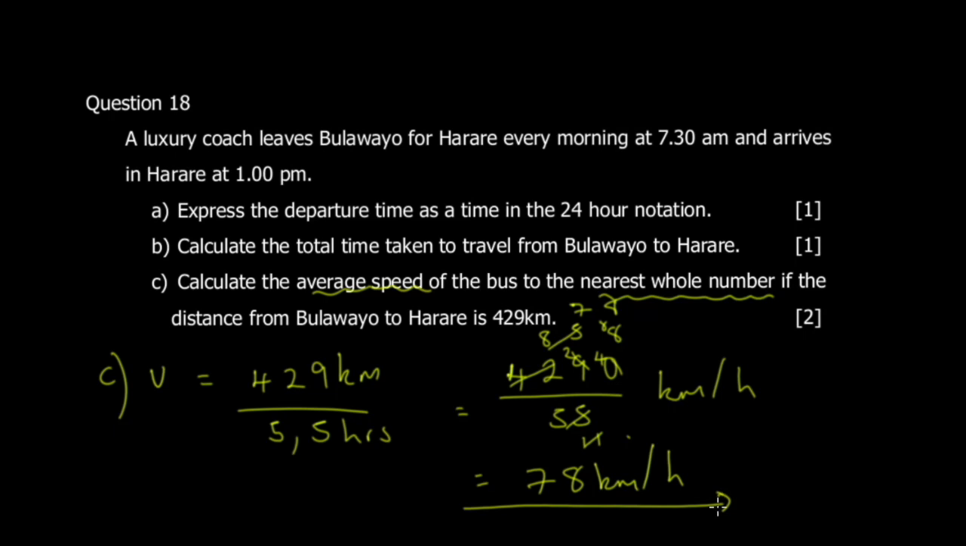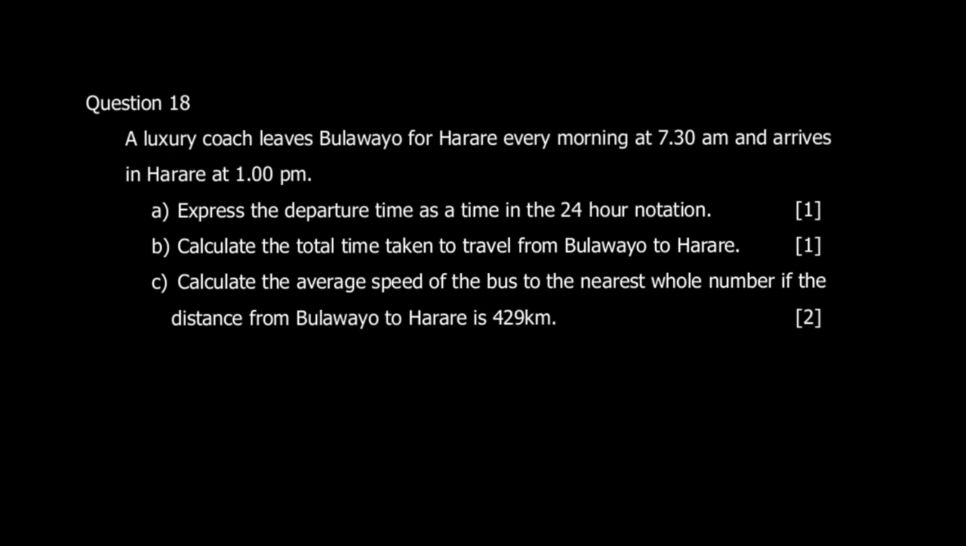Okay. If you had like a remainder or something like that after this, then you'd have to just write it to one decimal place, and then you'd see how that first decimal place would affect your answer, so that you can round up or down. So that's it. Let's quickly move to question 19.